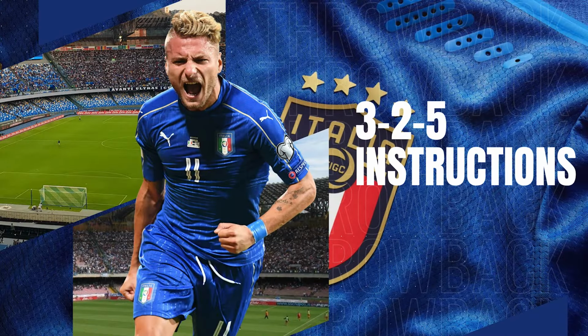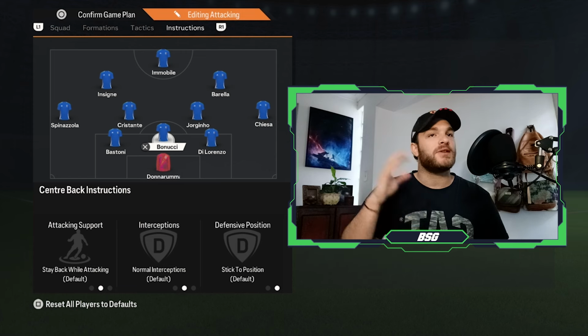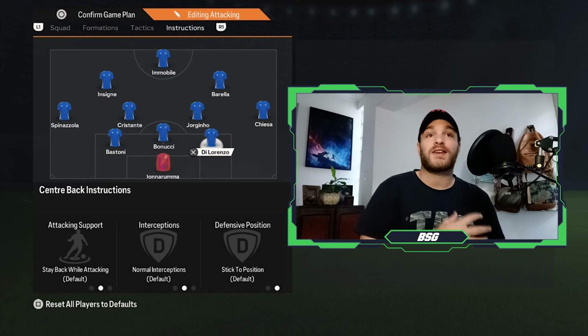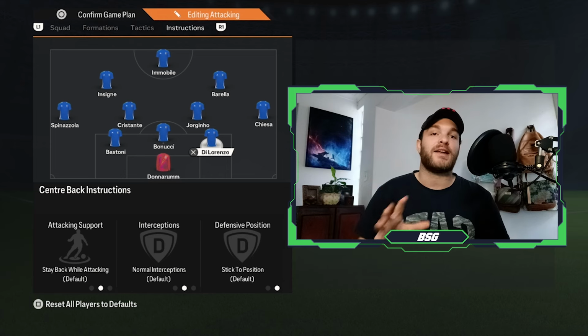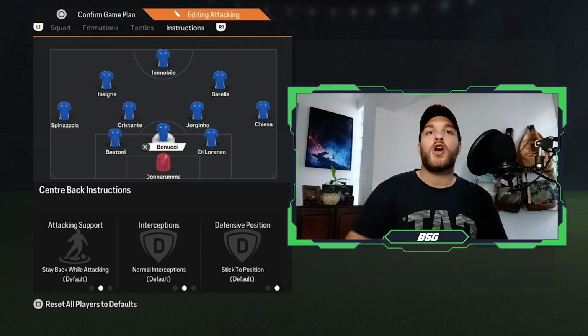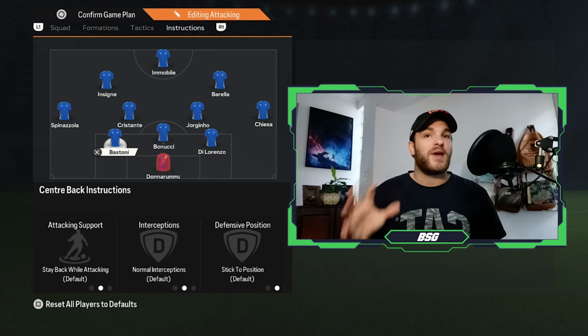There will be a few player roles and instructions that do change. Now, of course, you are deploying a back three system. Di Lorenzo tucking in from that right-hand side and playing as a third centre-back. So he will be set to maintaining a balanced approach for his centre-back role, whereas Bonucci, as well as Chiellini or Bastoni, they'll still be set to the base set of instructions.